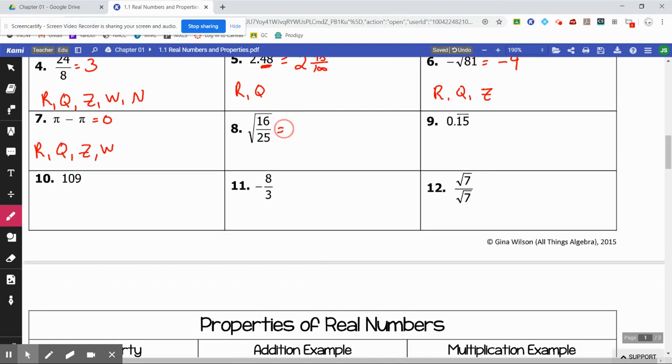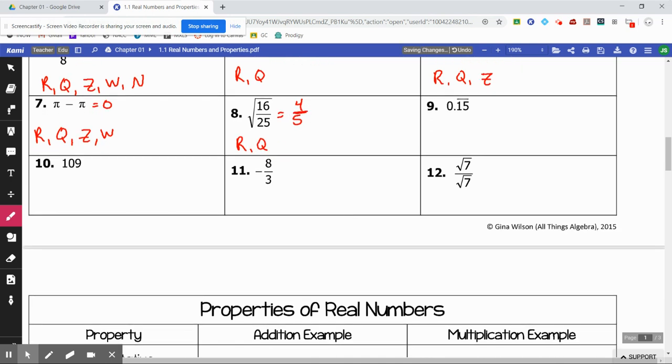The square root of 16 over 25. Now, if you don't know how to take the square root of a fraction, you can actually just square root the top. Square root of 16 is 4. Square root at the bottom, you get 5. So this is 4/5. 4/5 is a real number. It is obviously a quotient because that's what that fraction bar does, is division. So it's a real number. It's also a rational number. However, since it is a fractional part, it's nothing else.